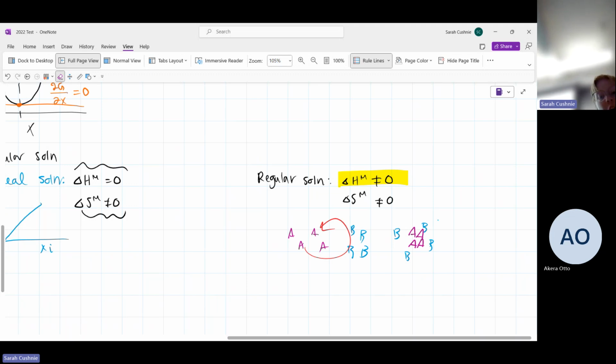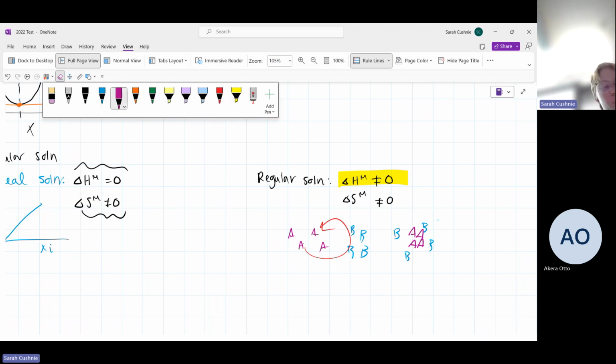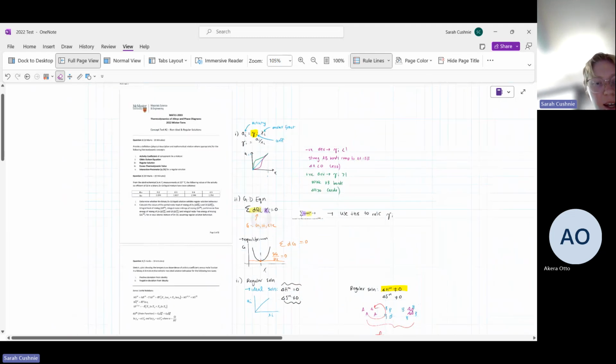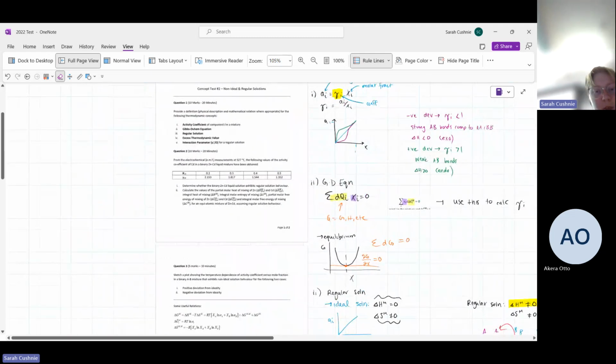Another feature of a regular solution is, we're going to get into this in 2 more questions, but we can characterize this bonding, this behavior, using a parameter that we can call omega. It is actually called the interaction parameter.